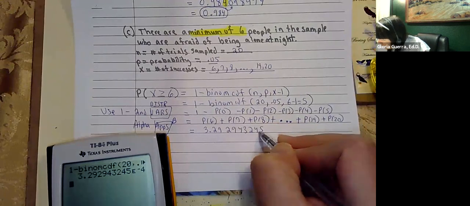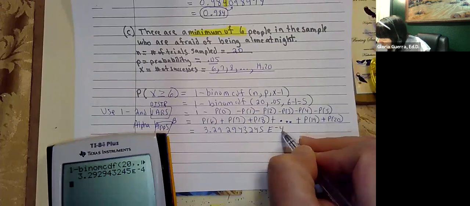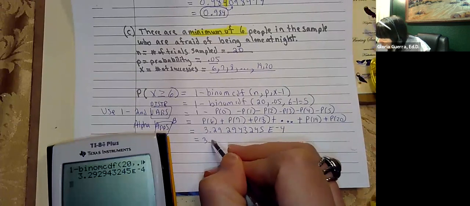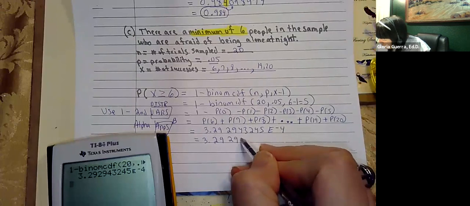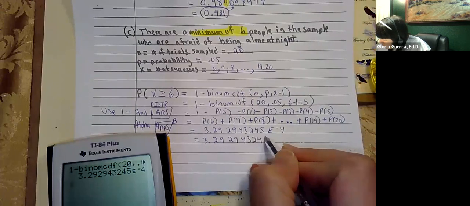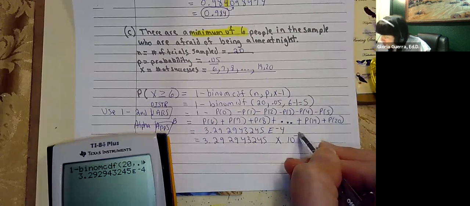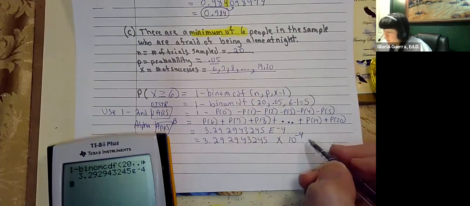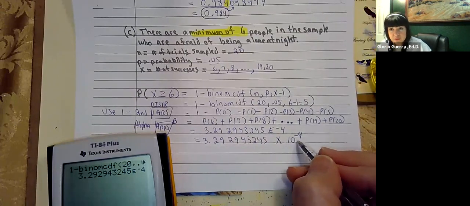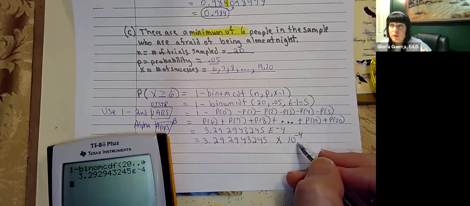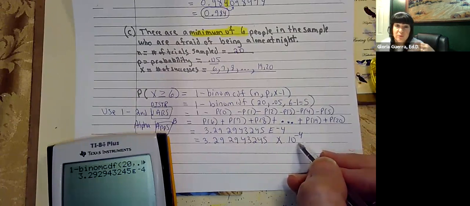3.292924325 e to the negative 4. What that means is that's 3.29294324 times 10 to the negative 4. This is a small number. If it were 10 to the 4, that'd be a 1 with 4 zeros behind it. So that'd be 10,000. It'd be a big number. And a big number makes the number bigger.